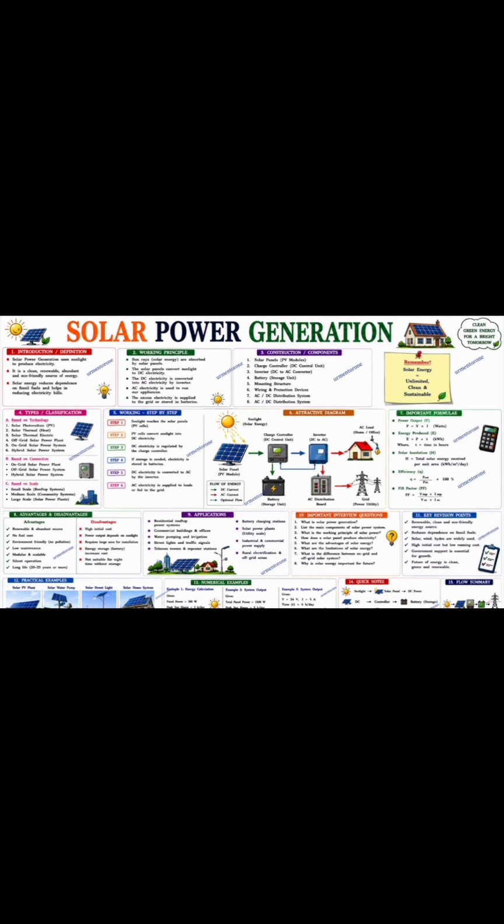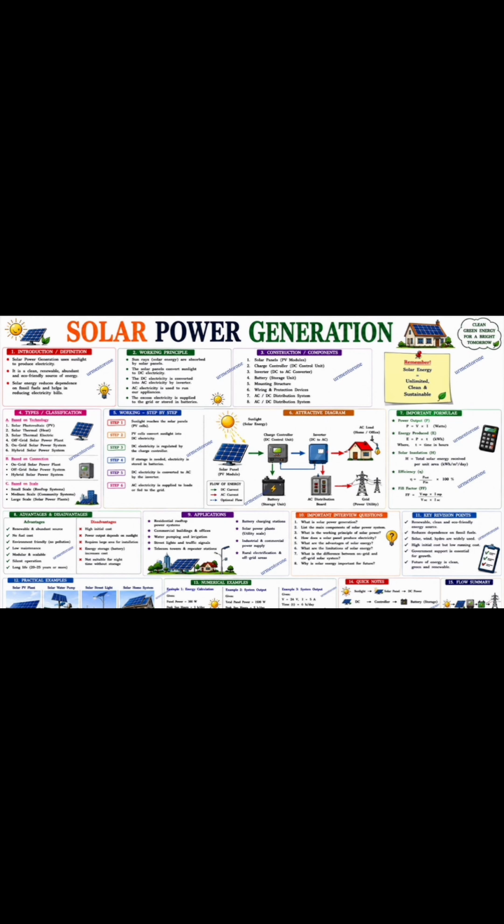Working principle: sun rays, solar energy, are absorbed by solar panels. The solar panels convert sunlight to DC electricity. The DC electricity is converted into AC electricity by an inverter. AC electricity is used to run home and industrial appliances. Excess electricity is supplied to the grid or stored in batteries.